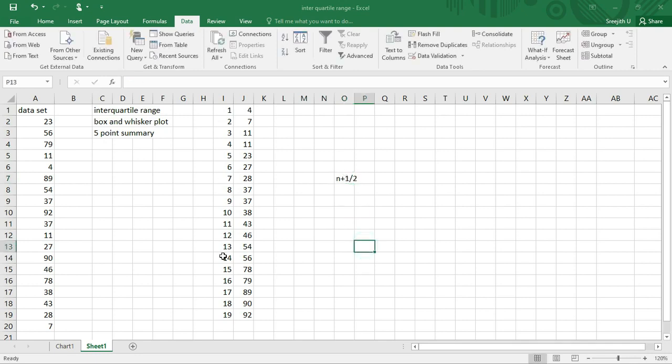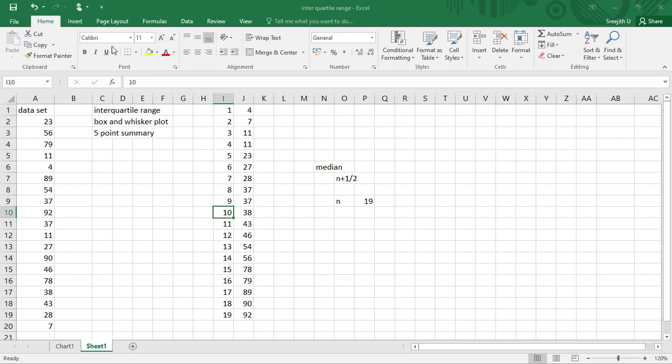In this instance, n is 19 because there are 19 observations. N plus 1 by 2 is 19 plus 1 by 2, which is 20 by 2, which is 10. So the median is therefore given by the value corresponding to the 10th observation in this data set. The 10th observation is 38. There are 9 observations below the value 38 and 9 observations above the value 38 in our data set.